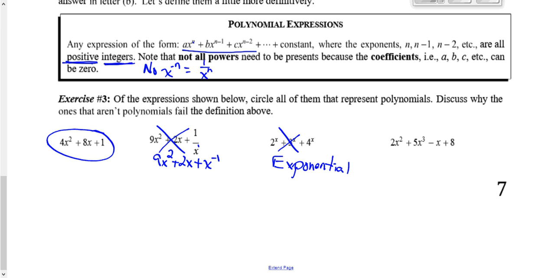And what about this last one? Is that a polynomial? It didn't say none of the terms can be negative. Yes, it is, because it has all positive integers. It's the exponents that have to be positive integers, right? So this is also a polynomial. It's a 4-term polynomial. What's this first one called? Trinomial, right? All right, next page.